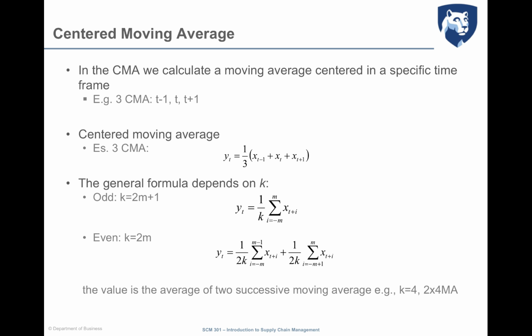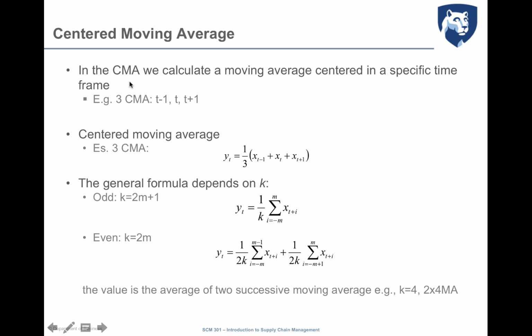Now we'll go to an example. Let's say that in a certain period of time, I want a 3 moving average, which means averaging the 3 values before the actual value I'm considering, or I can say that I want to calculate a center moving average. In the center moving average, we calculate a moving average centered in a specific time frame.